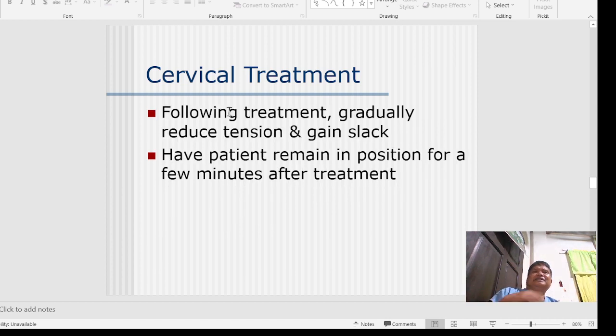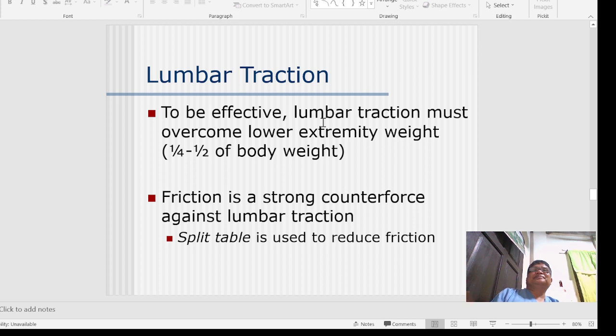Cervical alignment. So, cervical treatment. Following treatment, gradually reduce tension and gain slack. Have patients remain in position for a few minutes after treatment. No? So, inana siya.